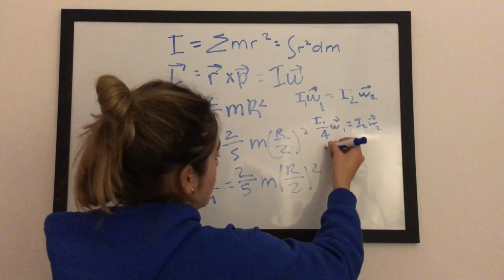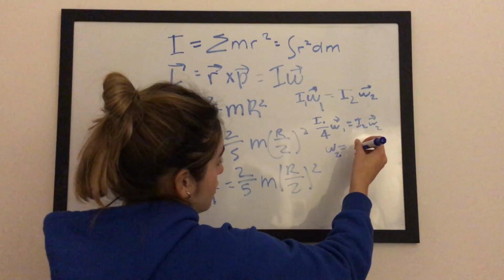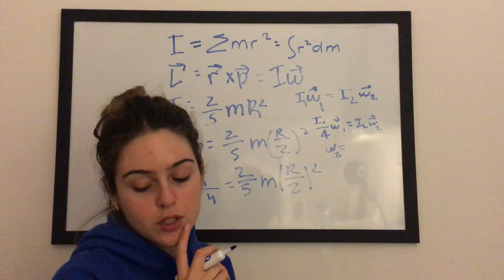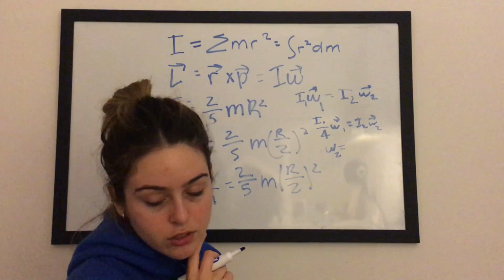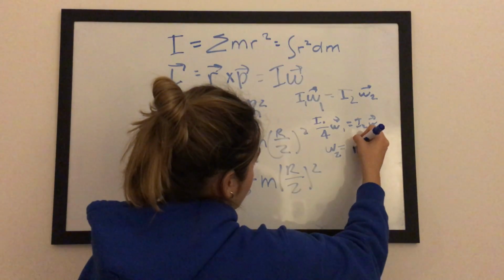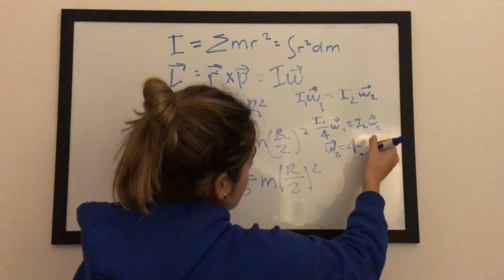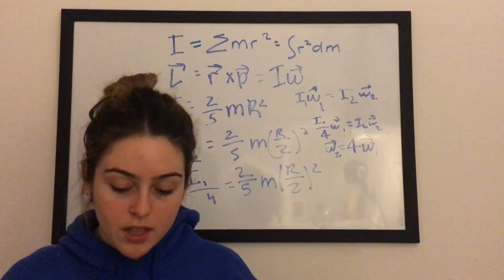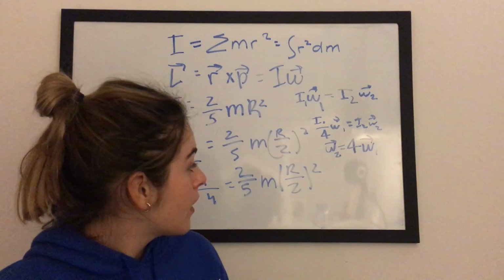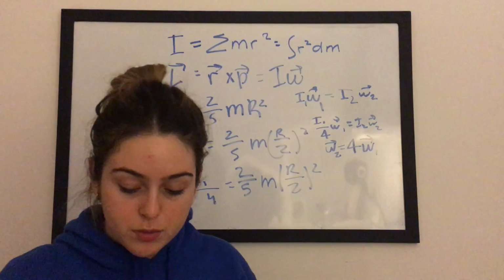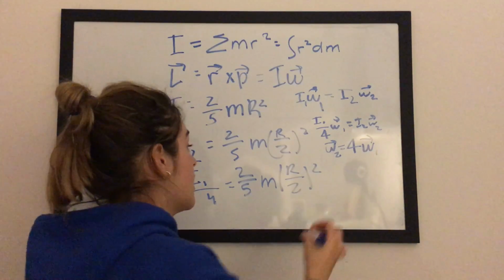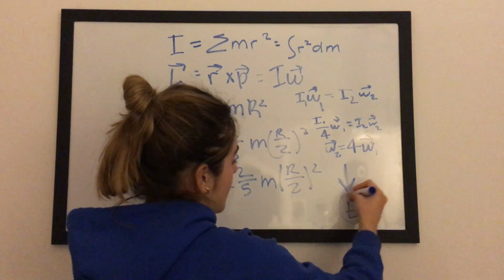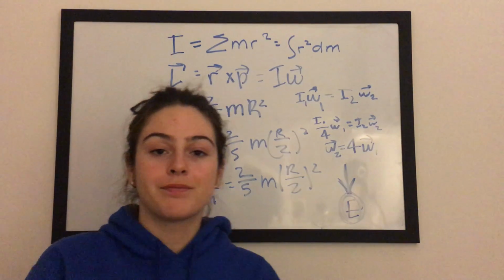You solve for W2 using simple algebra, and you get W2, or angular velocity 2, is equal to 4 times angular velocity 1. And then you check if that corresponds with any of the responses, and it does. So option E is going to be the correct answer for this problem. Thank you.